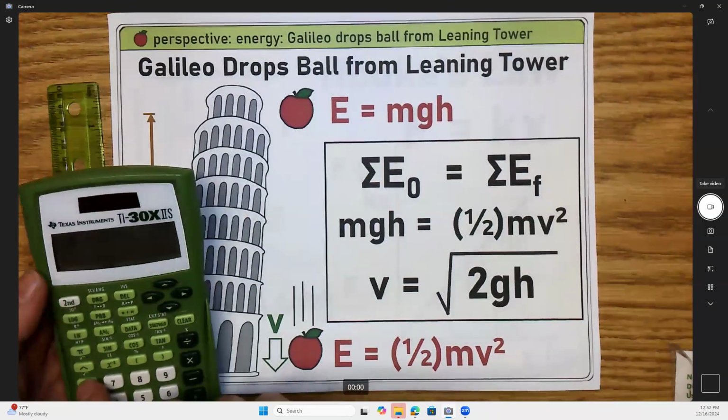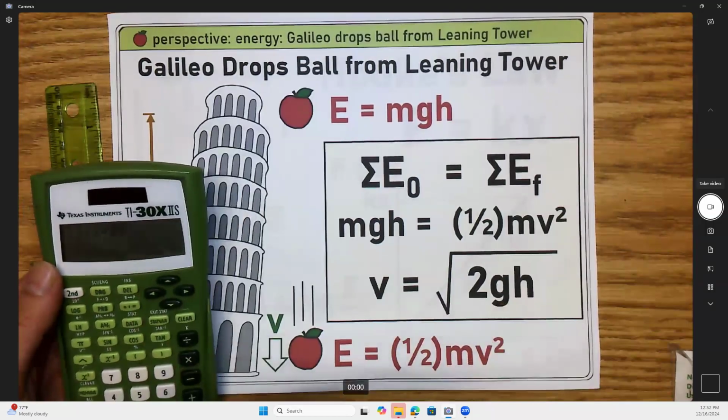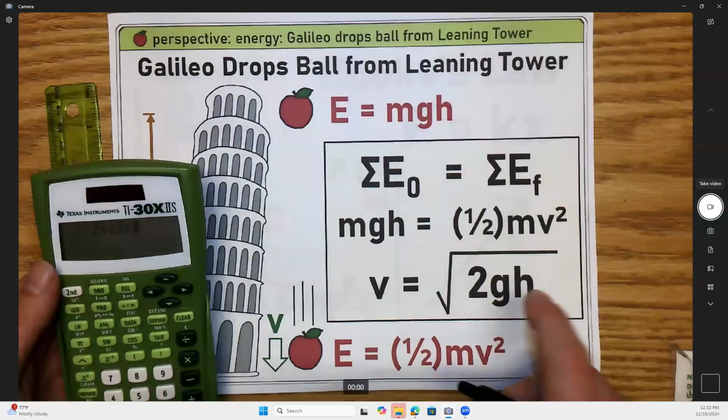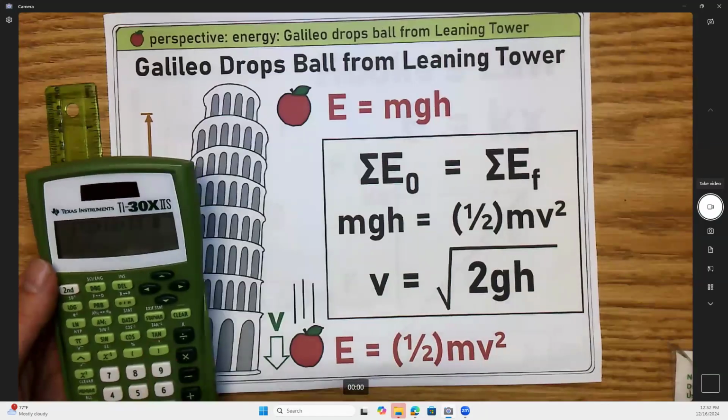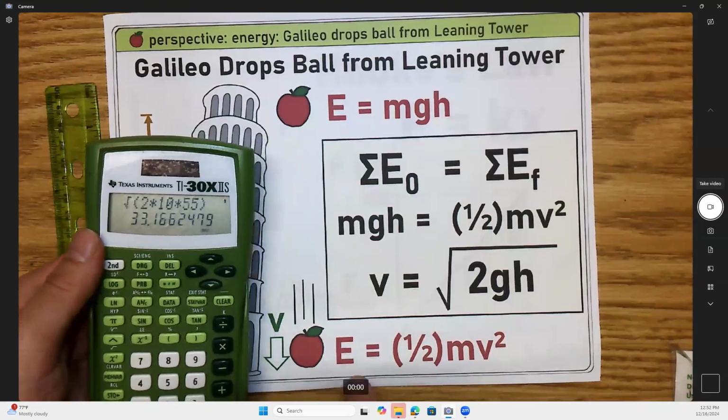Square root of 2gh. So, Earth gravity is about 10 meters per second squared, and the height of the leaning tower is 55 meters. Put it all together: about 33 meters per second. That's the crash speed right there, 33 meters per second.